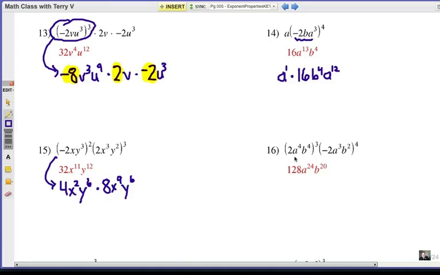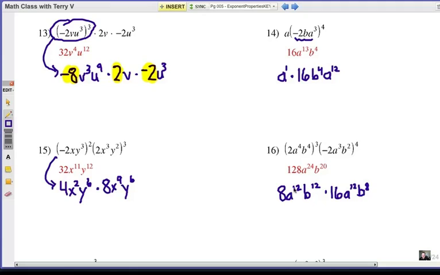All right, number 16 to finish off is 2 to the 3rd power, which would be 8. The a here would be raised to the 12th power. The b would be raised also to the 12th power. And in the second group, I have -2 to the 4th power, which would be 16, positive 16. And this would be a to the 12th and b to the 8th.